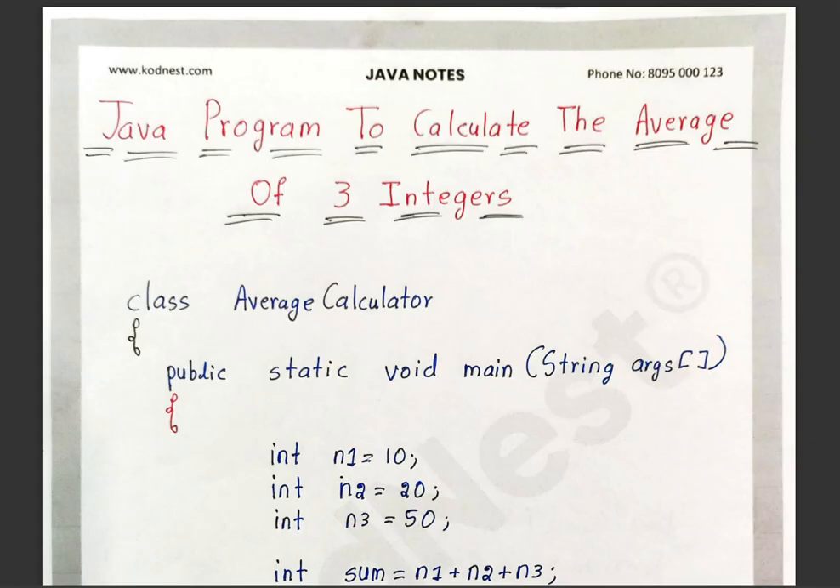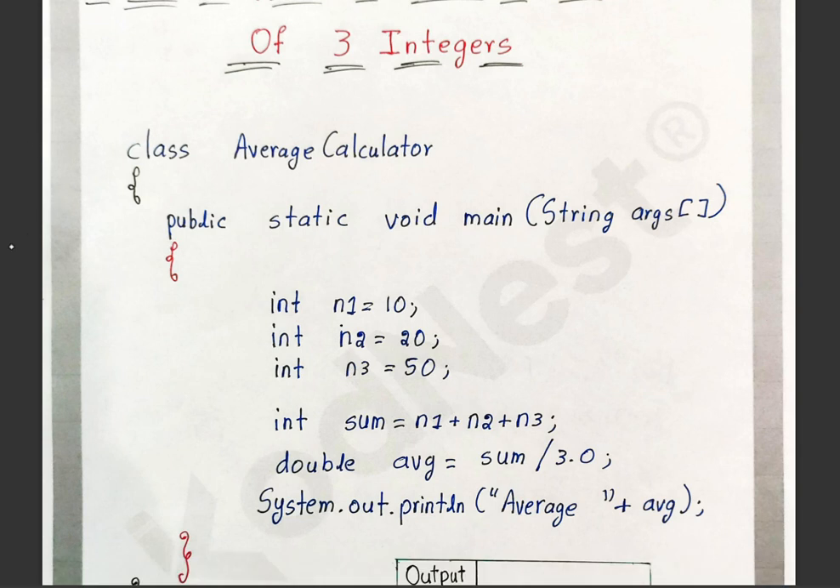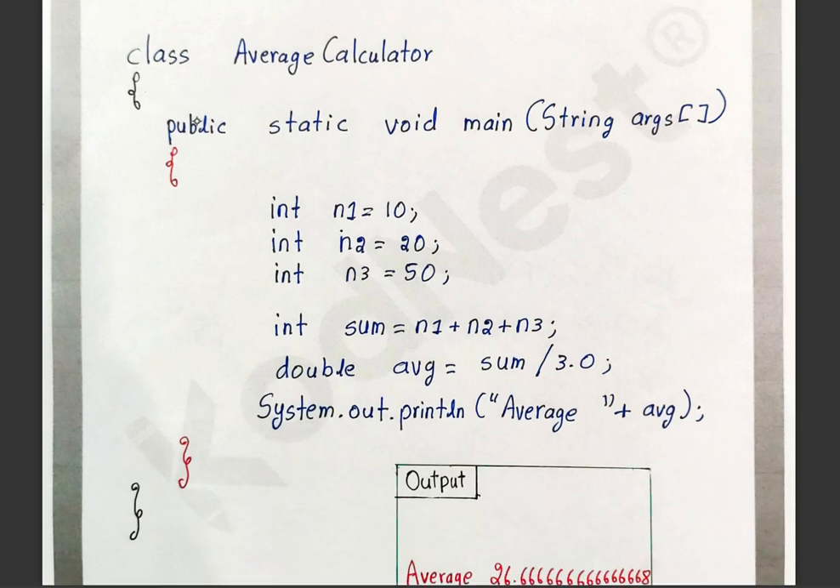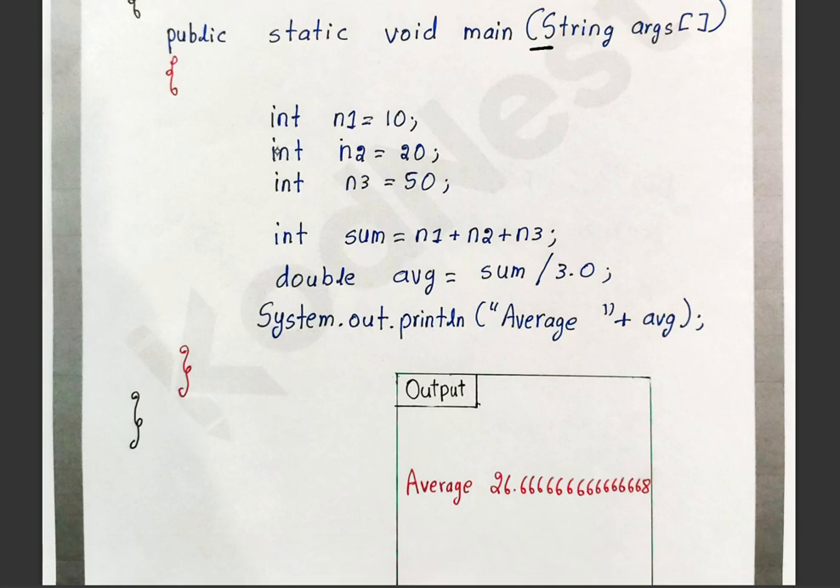Next, this is a normal Java program to calculate the average of 3 integers. It's an easy problem. See this, we are just creating a class. Just remember, the first letter of a class name should be a capital letter, okay? Next, public static void main. In this, String, the S should be capital. These all are small. Then next, just declare n1, n2, n3 as int. We are only adding 3 integers, right?